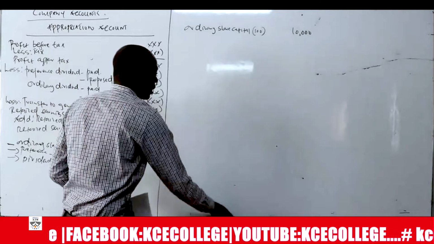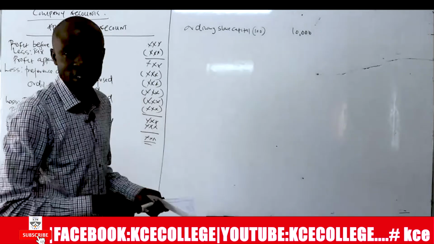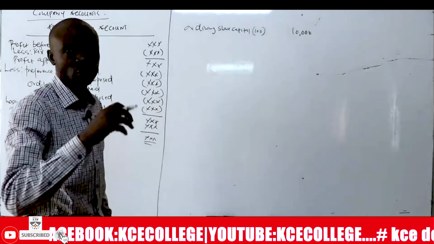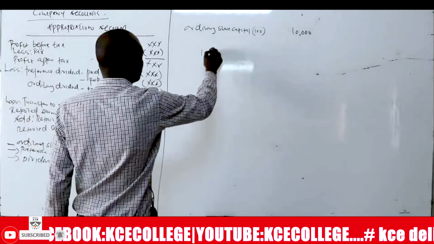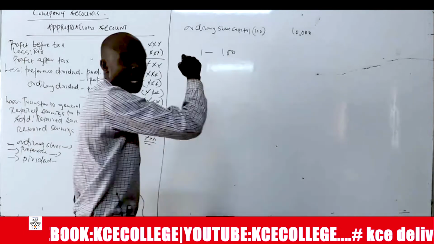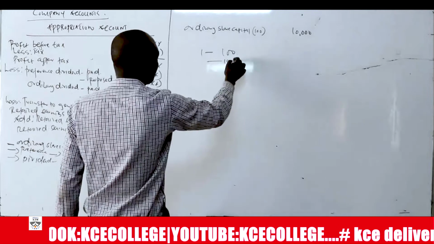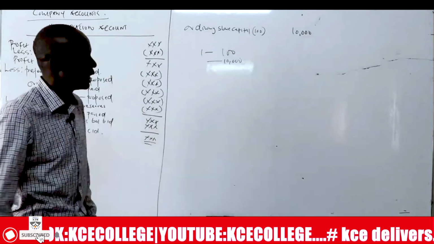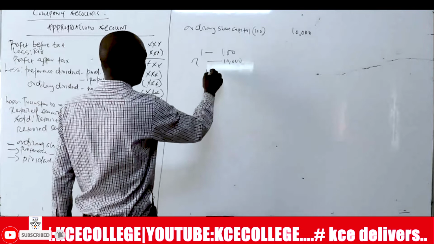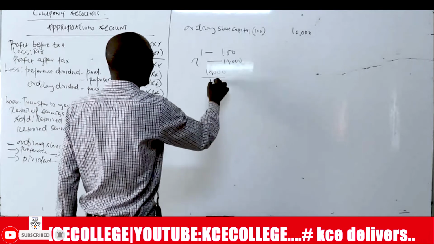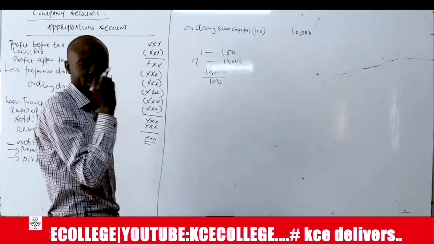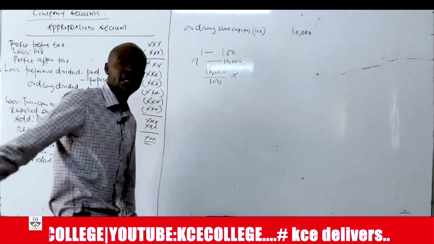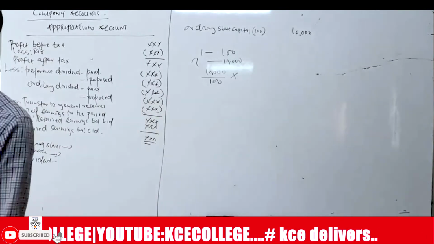For instance, here we're saying each share is valued at 100, isn't it? So we'll need to determine the total number of shares. One share here is equivalent to 100. Then you ask yourself, if you have 10,000, how many shares would that be? So you divide 10,000 by 100, you get the number of shares. Then you multiply by the amount per share that is given as dividend.